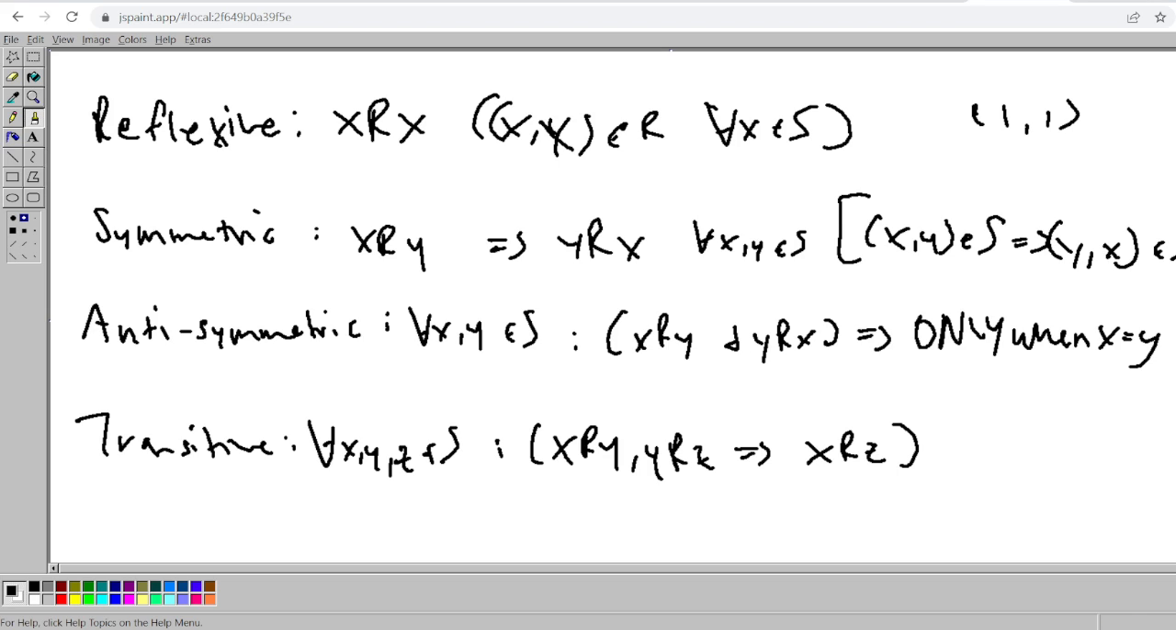So that again, like 1, 2, and then 2, 3 exist. If it was transitive, then that would automatically imply that 1, 3 is also an element in S, because this is your x, this is your y, and this is your z. So 1, 3 would also automatically be in S if it was transitive.